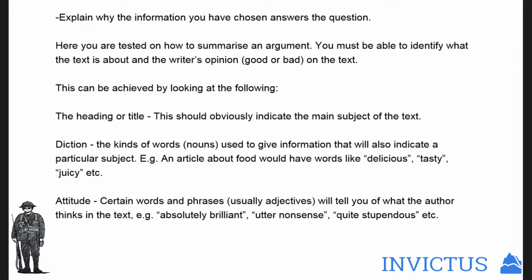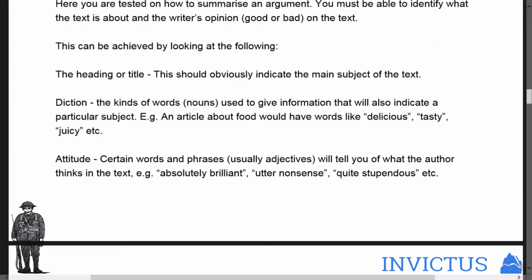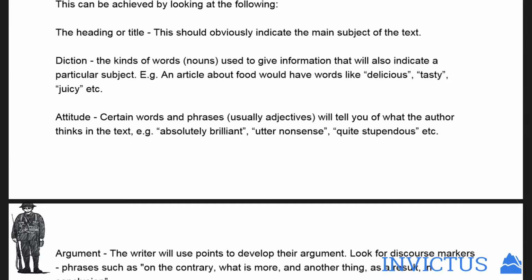You must identify the opinion, because they want to know if you can pick out the direction of what the writer is trying to head to. So this can be achieved. The opinion can be found by looking at the diction, the heading and title, and the attitude. If, for example, a title says, "A guy murders child in cold blood," you know that the writer is negative towards them, as should everybody.